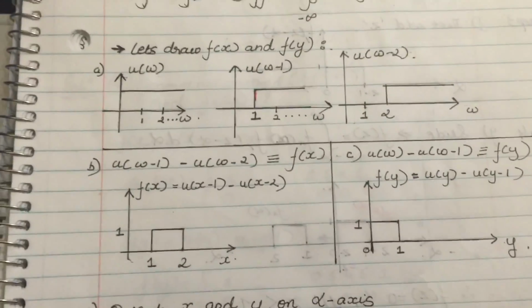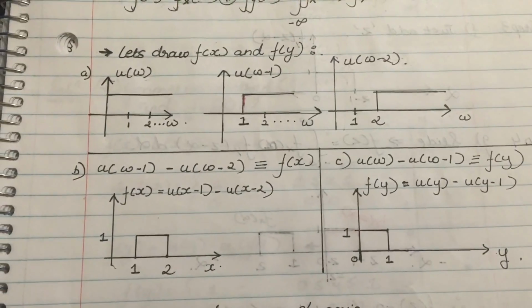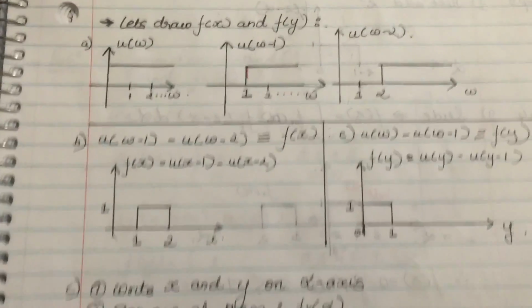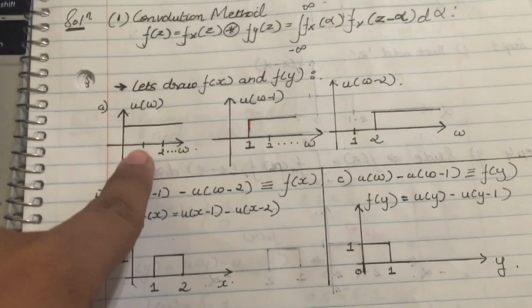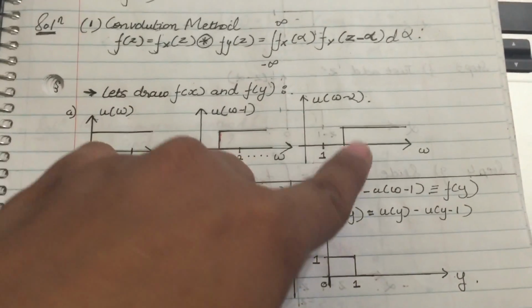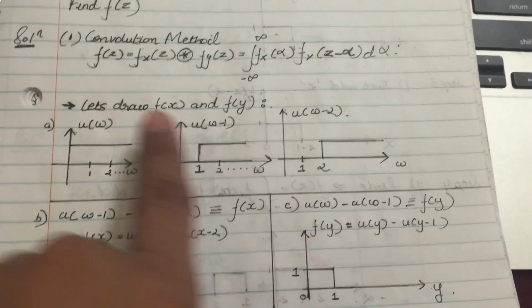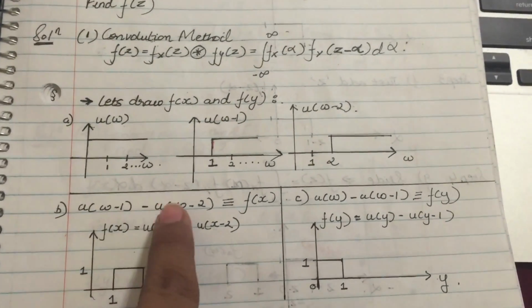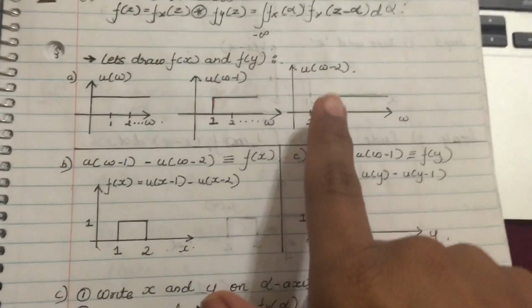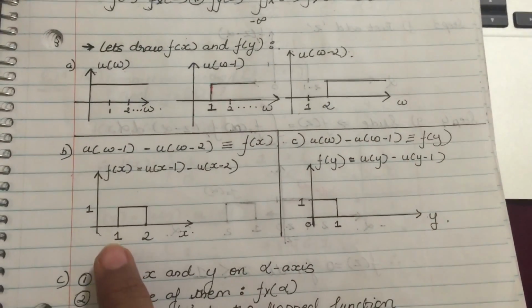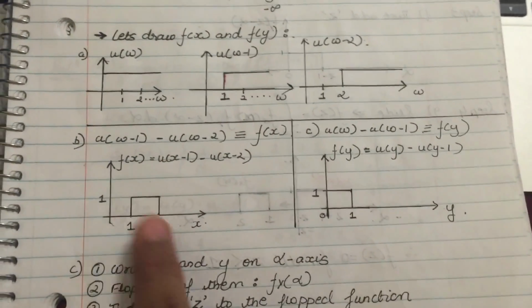But if you were to draw, you would draw f of x and f of y in this way. So this is step 1, a general unit function. This is a unit function shifted by 1, and this is a unit function shifted by 2. If you were to draw f of x, which is unit function shifted by 1 minus unit function shifted by 2, you would do this minus this, and that's why you would get a unit step function going from 1 to 2.